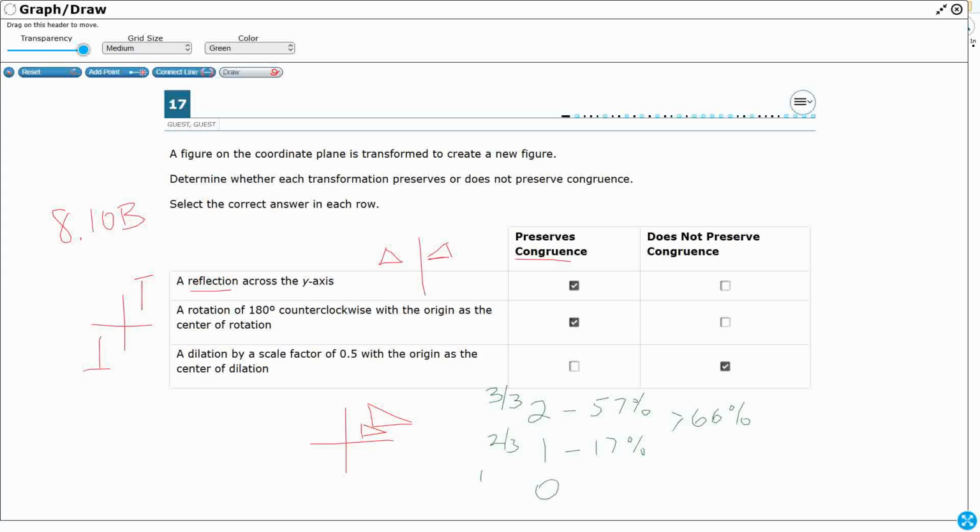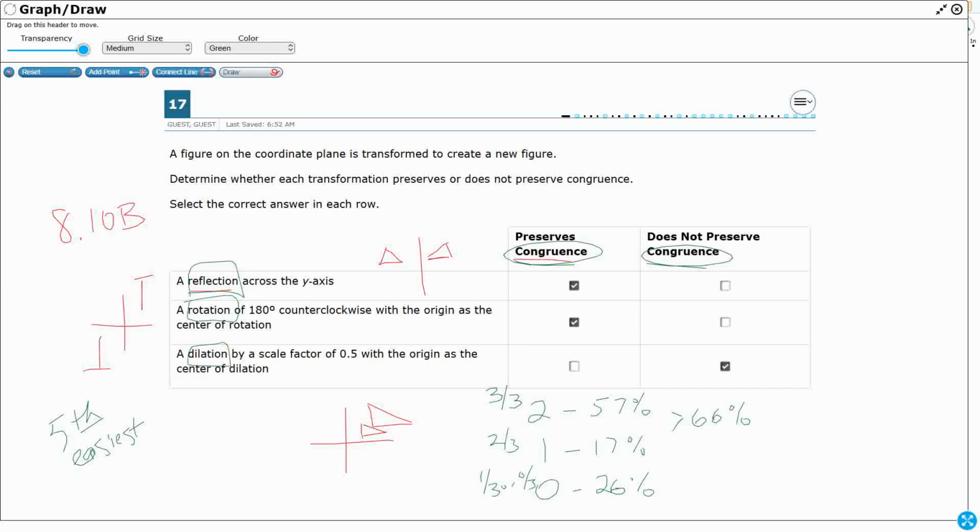And either 1 out of 3 or 0 out of 3 get 0 points. You still had 26% of our students get that. But for the most part, we did fairly well with this. In fact, this is our 5th easiest item on the test. So not much to do here. It's just a matter of vocabulary. We need to know what congruence means, and then these terms, reflection, rotation, dilation.